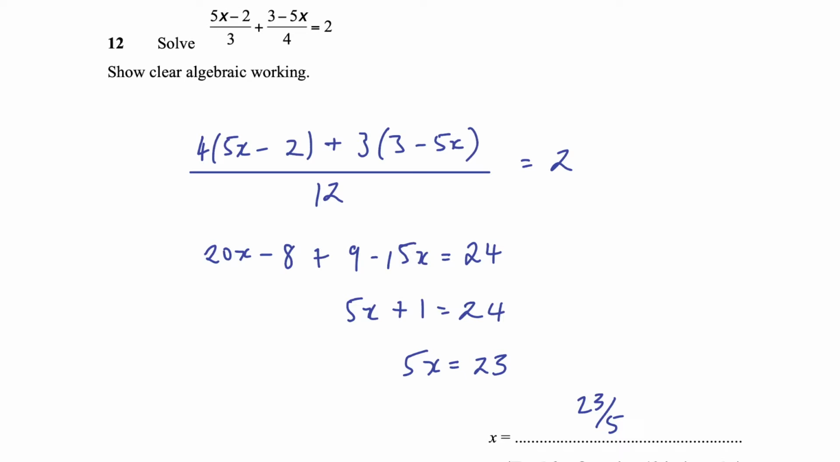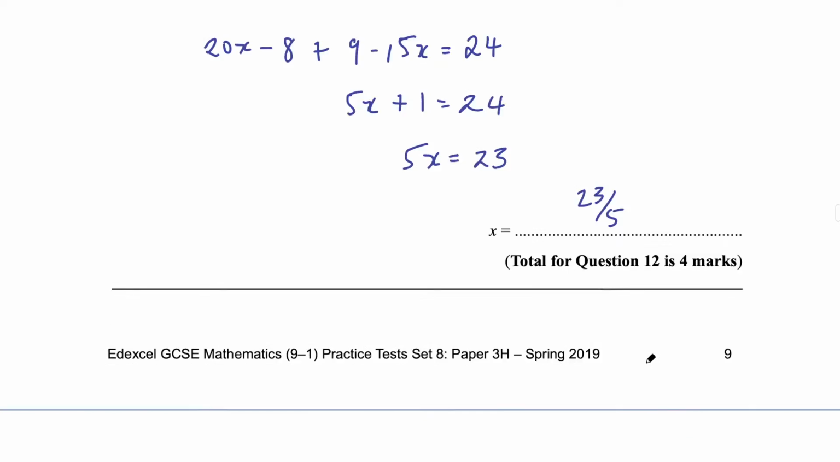So you'd have 7 here, subtract negative 20 divided by 4, that's negative 5. So 7 take 5 is 2, so that works. So okay, not so difficult to double check that in the end. Okay, so that was question 12 for 4 marks.